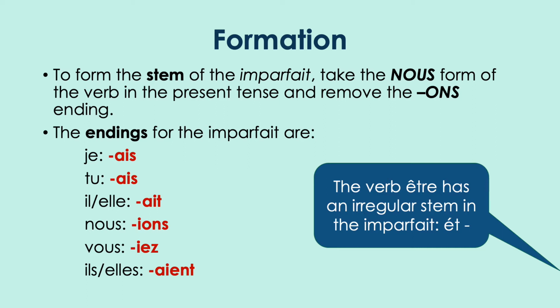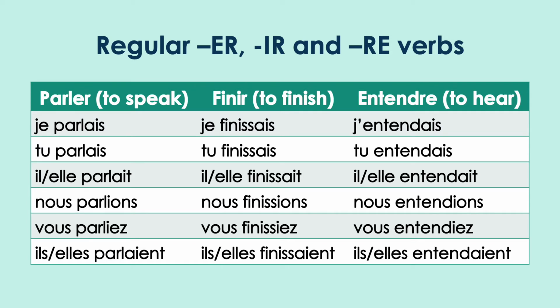For the first person plural, nous, you are going to add ions. For the second person plural and also the formal form, vous, you will add iez. And for the third person plural, ils and elles, you will add aient. Okay, fairly straightforward so far. Alright, so what does a verb conjugated in the imparfait look like?